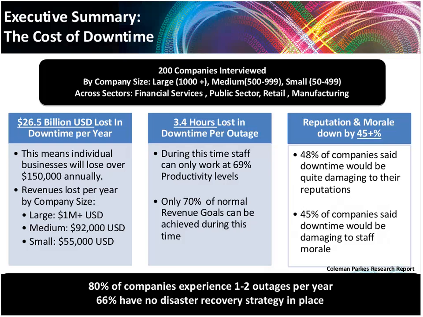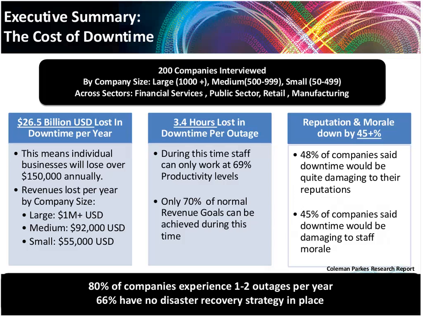Here, the research by Coleman Parks showed it was down about 45%. About 48% of the companies said that downtime would be quite damaging to their reputations, especially for businesses that do a significant amount of revenue this time of year. If their websites were unavailable, or they didn't have the resources to close out a transaction, even at a brick-and-mortar location, that would be challenging. 80% of companies experience at least one to two outages per year, and approximately two-thirds of organizations, 66%, have no disaster recovery strategy in place. I don't mean that they don't have it documented, but that it's not proven in a tried and true fashion. That's key. You have to make sure you have a plan that is executable and will prove itself dependable in case of a crisis.